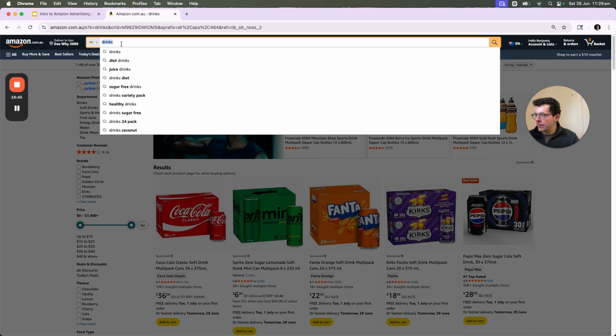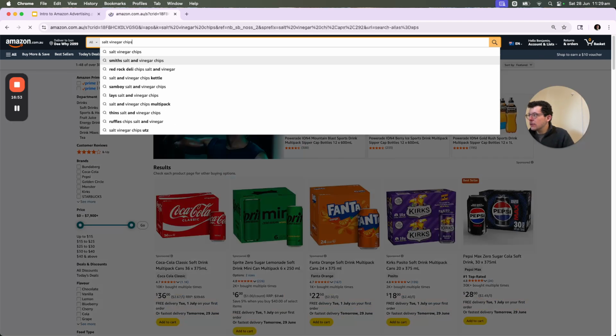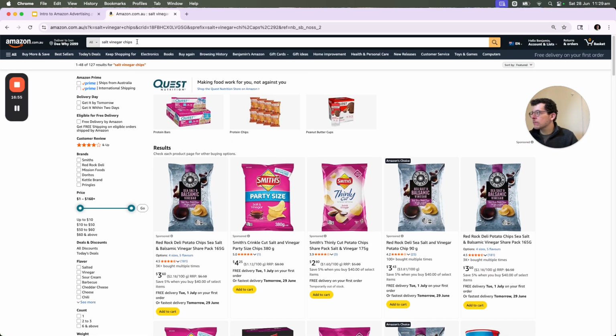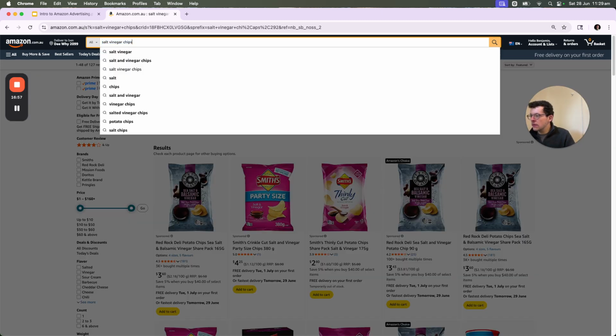Whereas if you type in a keyword like salt, vinegar, chips, maybe salt, vinegar. Yeah, so that's an example where it's a lot more narrow, and so typically you won't have as many brands competing for it, and so it's not as costly.